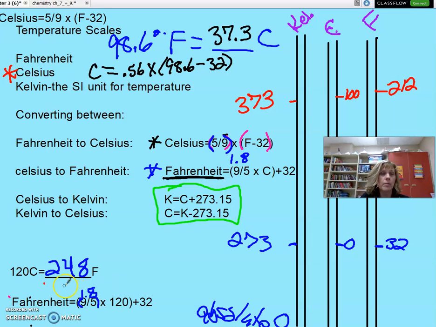Is that the appropriate number? So 120 degrees Celsius. Remember, 100 degrees Celsius is boiling, so this is above that boiling point, and 212 is boiling in Fahrenheit. So yeah, that seems like it's probably about right. So that's just a quick overview of those temperature conversions. Hopefully that is easy for you to complete those.